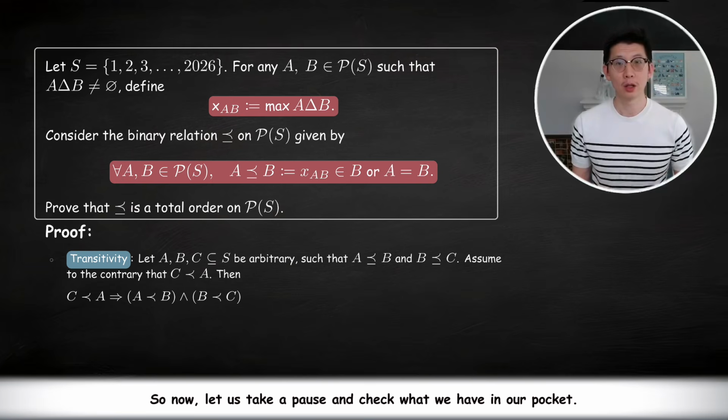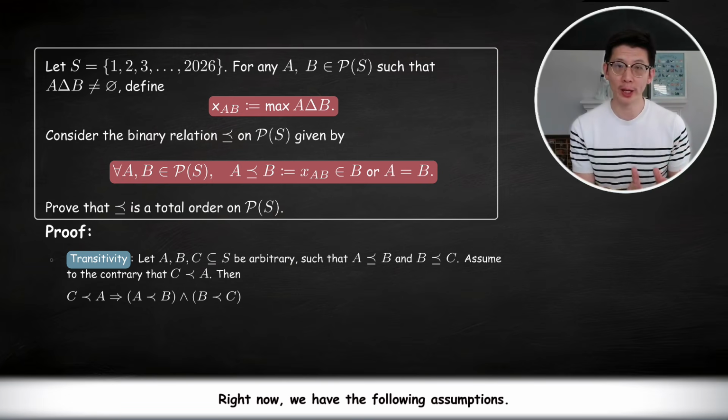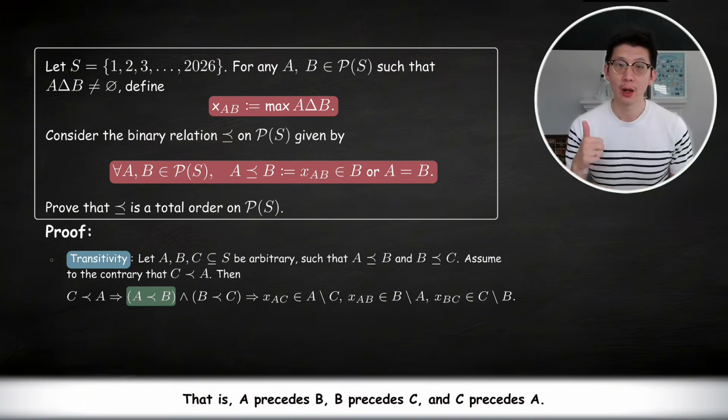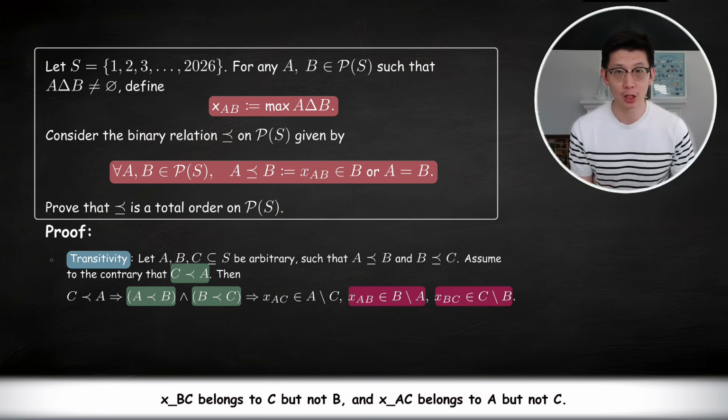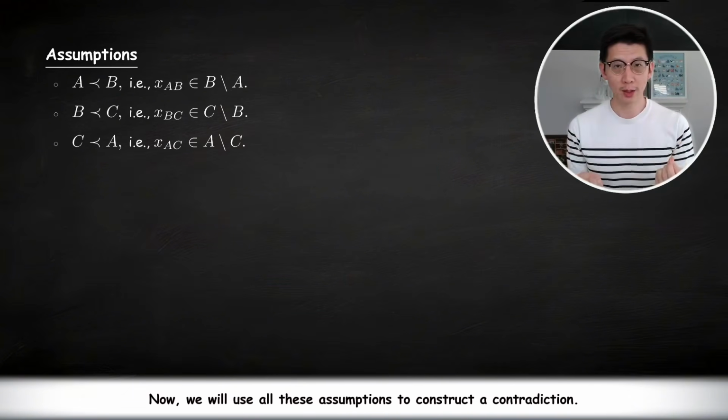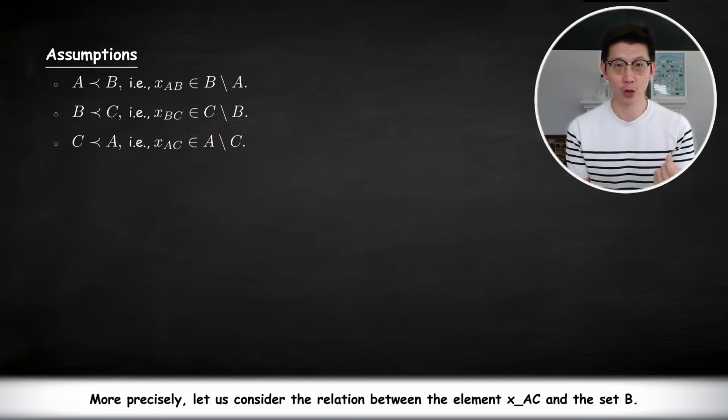So now, let us take a pause and check what we have in our pocket. Right now, we have the following assumptions. That is, A precedes B, B precedes C, and C precedes A. In other words, XAB belongs to B but not A. XBC belongs to C but not B. And XAC belongs to A but not C. Now, we will use all these assumptions to construct a contradiction.